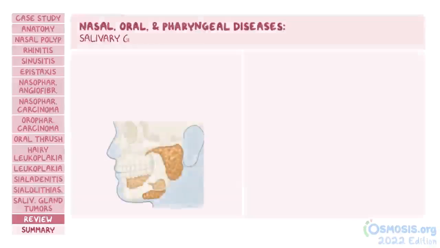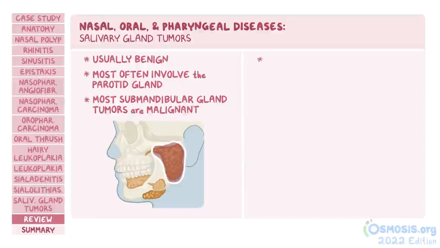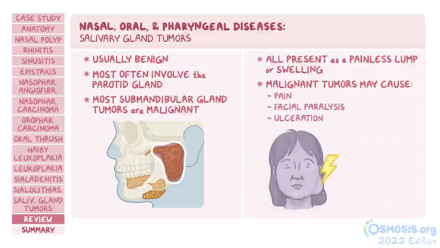Finally, salivary gland tumors are usually benign tumors and most often involve the parotid gland, although most submandibular gland tumors are malignant. All salivary gland tumors present as a painless lump or swelling, while malignant tumors may cause pain, facial paralysis, or ulceration.